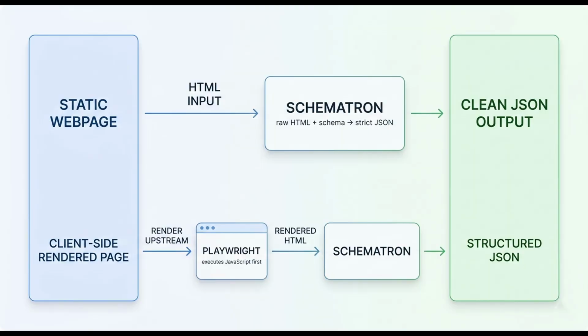Also, a critical thing to keep in mind is that Schematron is listed as taking in static HTML only. So if a website is heavily client-side rendered, you need to render that content upstream first with something like Playwright, which we're going to be using in this video, or Selenium, or another tool for the automation layer. Schematron is not replacing your JS rendering stage, but rather the brittle handwritten extraction stage that usually comes after rendering and cleaning.